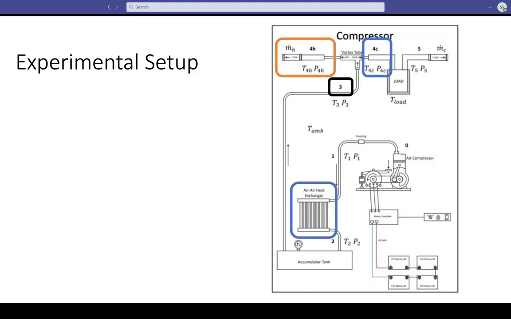Then the air moves to the vortex tube, which splits the incoming airflow into a cold output, station 4C, and a hot output, station 4H. The higher temperature, ambient pressure air leaves station 4H and vents to the atmosphere, while the air from 4C feeds into an aluminum block with a heat exchanger flow path, thereby cooling the block as the cool air flows through it. Finally, station 5 measures the output air from the aluminum block immediately before it vents into the atmosphere.